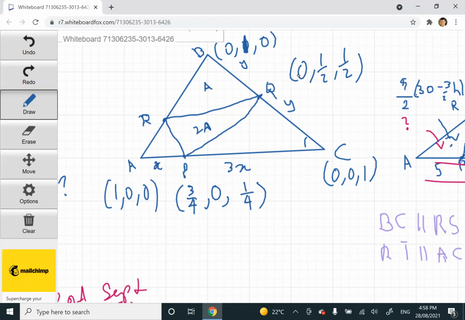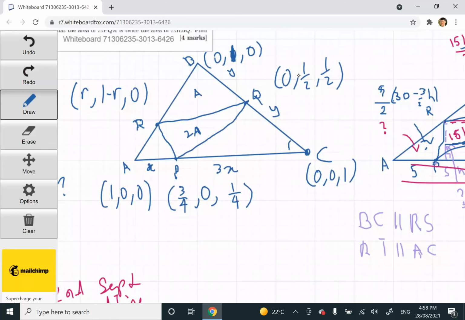And R, well, we don't really know where R is, but we can kind of make up some pronumerals. We know that it has no C component because it's entirely between A and B. So R is something, something, 0. And we can say it's little r, 1 minus r, 0. Okay, so all we have to do now is plug in the area formula.